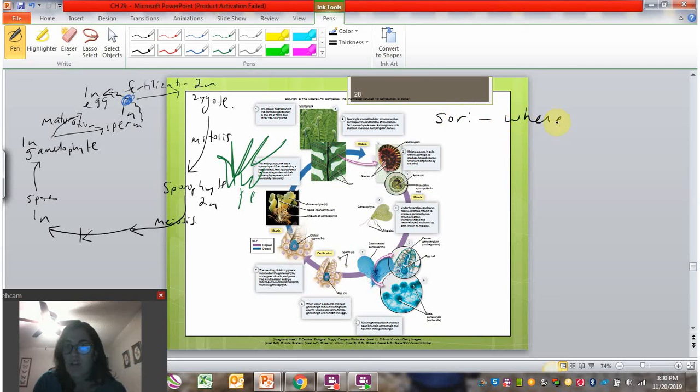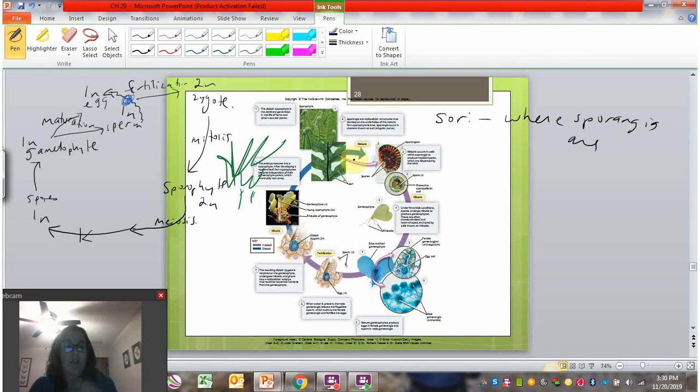The sori are structures that contain the sporangia. So inside of these sori, there are the sporangia. And the sori are visible to the naked eye. They're like these colored spots running along the leaf, usually on the underside of the leaf, containing many sporangia. And it's the cells inside of the sporangia that go through meiosis to produce the spores. And we're back at the beginning.